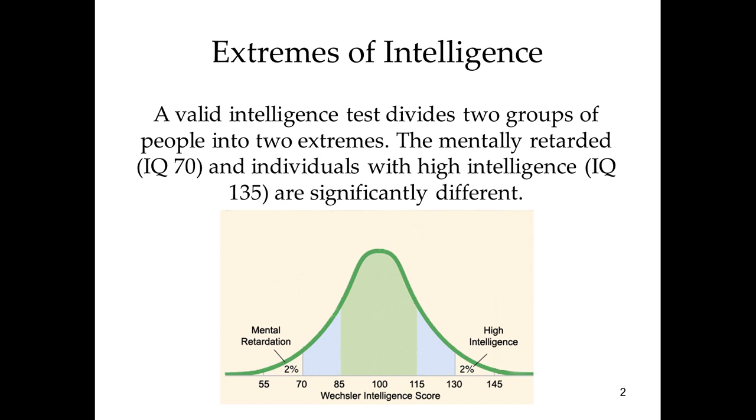So the reason I say that is if you are not over 100 in intelligence, it's important for you to know that that's perfectly normal. Unless you're below 70 or above 130, 135, you're perfectly average, perfectly normal. You're not all that special or worse off.